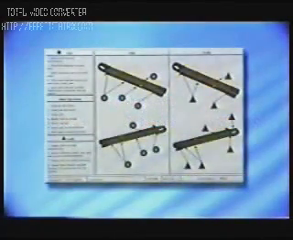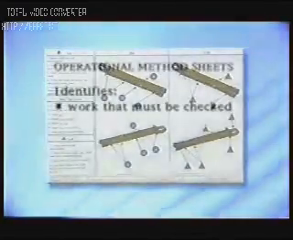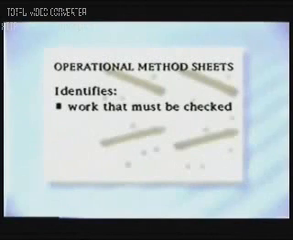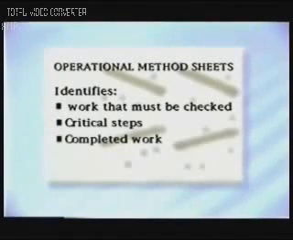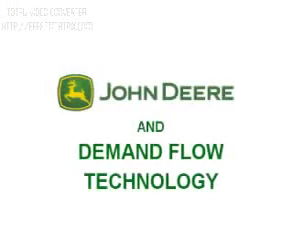Operational method sheets are the tool that we use to convey the quality requirements. It identifies the work that they must check when the product comes to them to be processed. It identifies the critical steps along the process and the work that they must verify has been done before they give it to the next person.